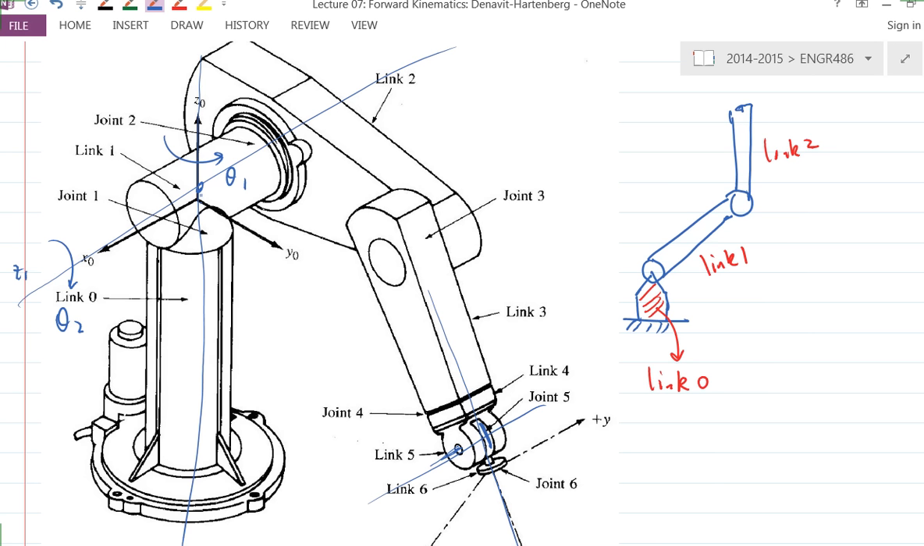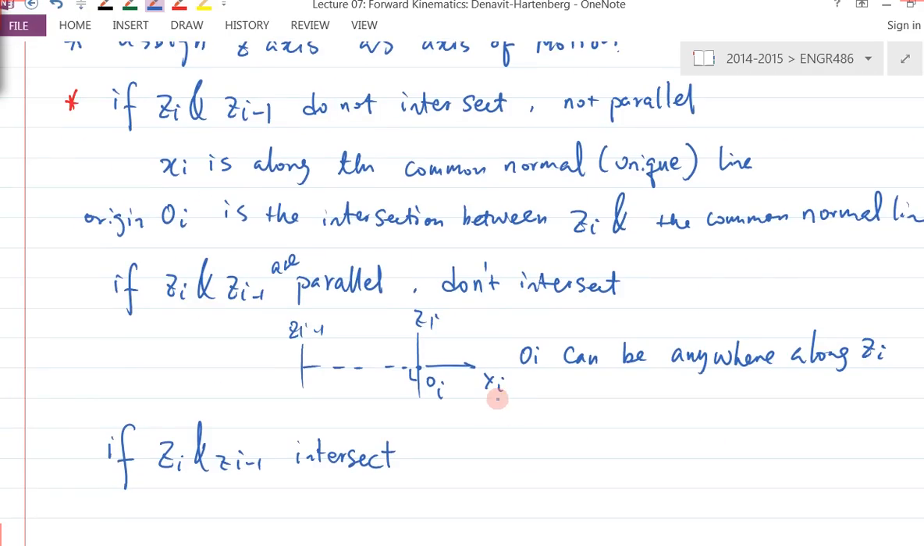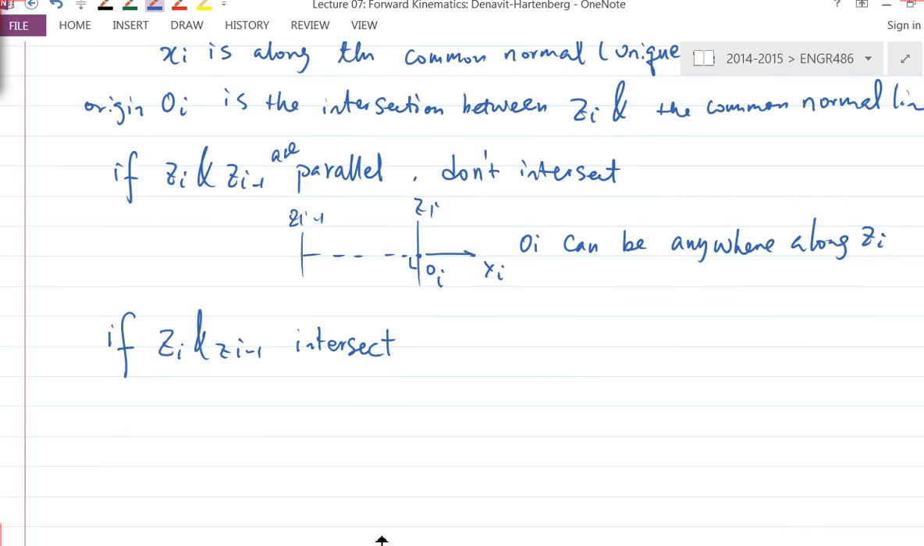If this is the case, then how do we assign our xi axis? Or how do we determine this xi axis? And your guideline is, basically what you do is you still have to stick to that DH constraint, the 1 and the 2 constraint. So your xi should be assigned like this. So maybe I should write the other way.